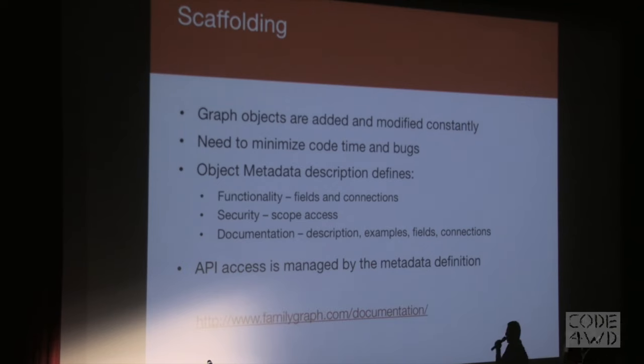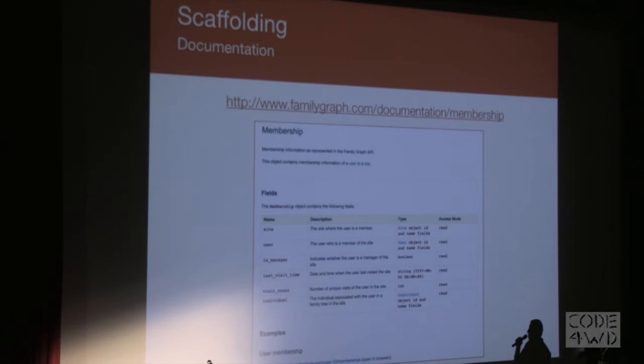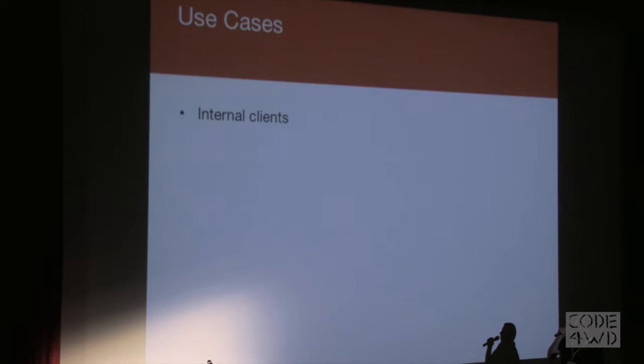This is the actual link to get all the documentation on FamilyGraph: FamilyGraph.com/documentation. Once we create a new object and set all the properties in the code, this is what it will look like, just a page in the documentation. We also have a scaffolding utility that allows developers to not have to go into the code itself to create new objects. We do it through the CLI tool, which makes it a lot faster in terms of velocity in developing code.